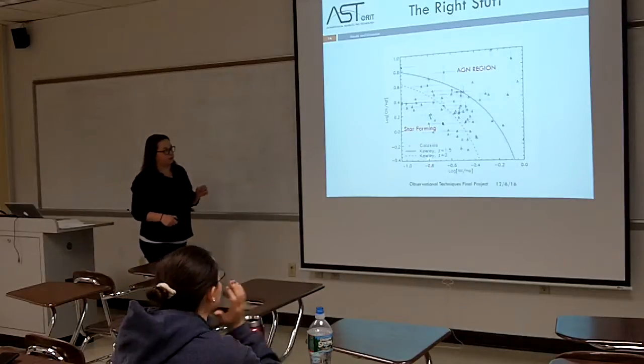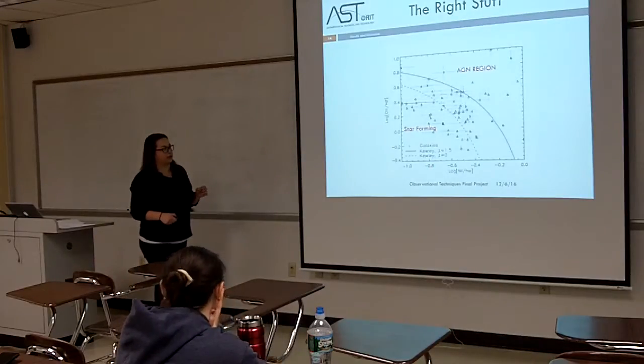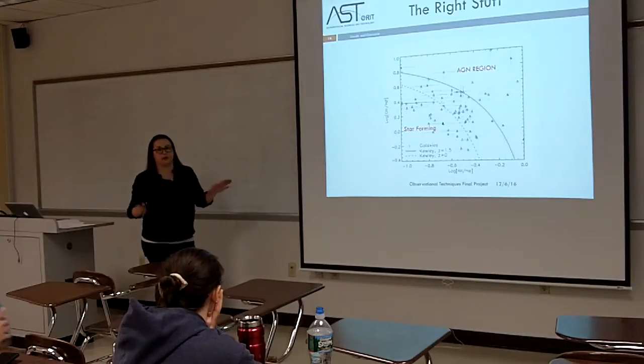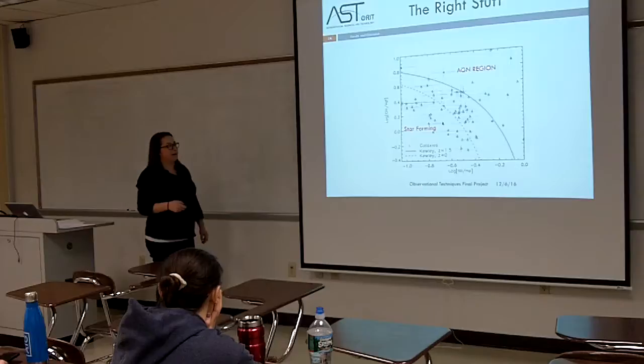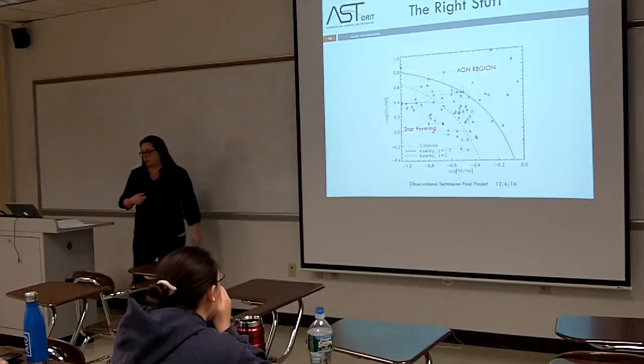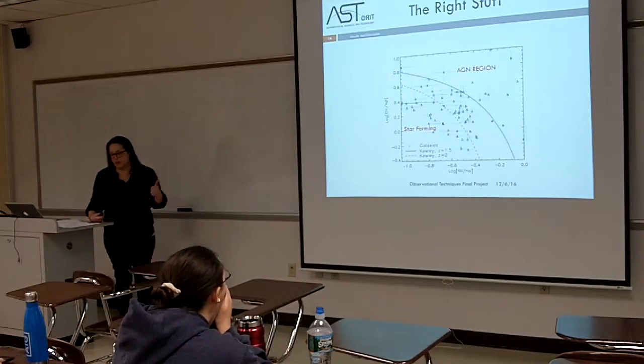And then we do have all of our star-forming galaxies and maybe a small composite region that we can look at later, because like I said, that's more of a tricky area. But again, this is great. We found some AGN, A+.